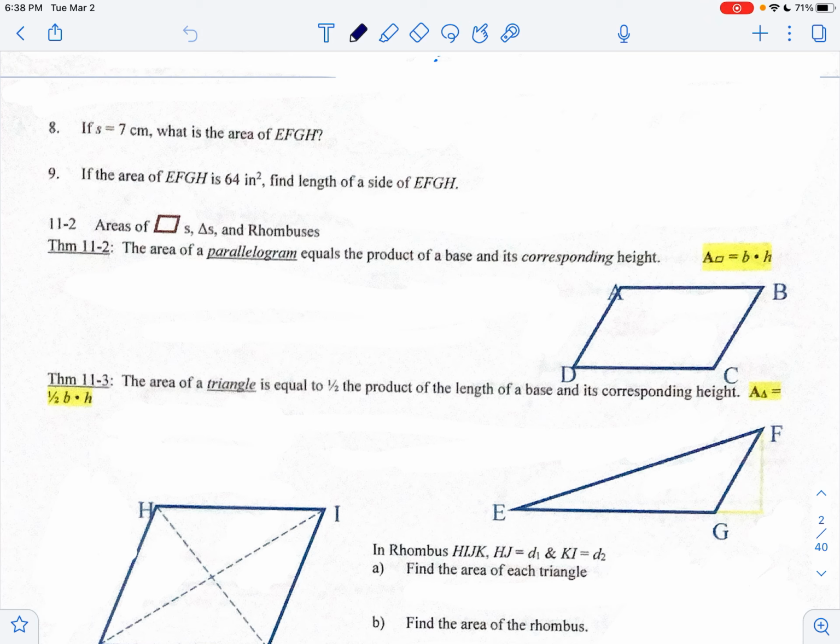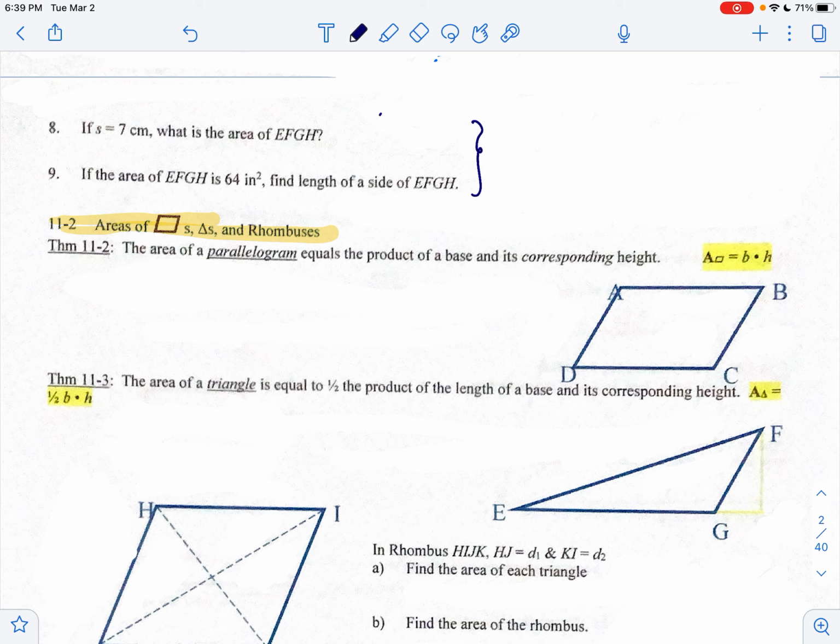We're next going to move into the area of parallelograms, triangles, and rhombuses. Before we move on, there were two examples above the section that I'm about to highlight, which is what we're moving into next. There were two examples that I did not get through, and these were on a square. If you were given that the side of a square is equal to 7 centimeters, what's the area of square EFGH? It was defined in the page above.